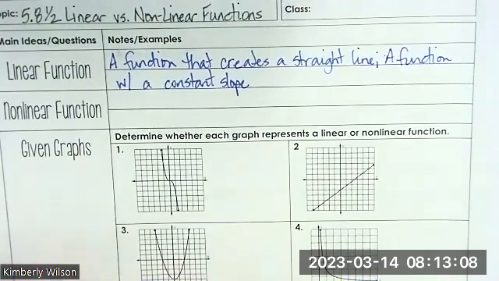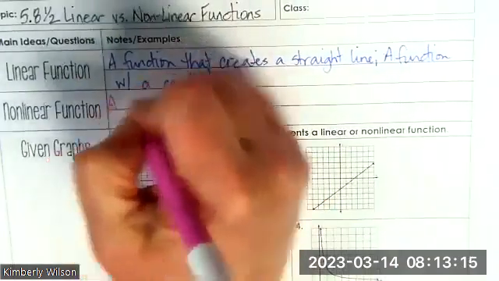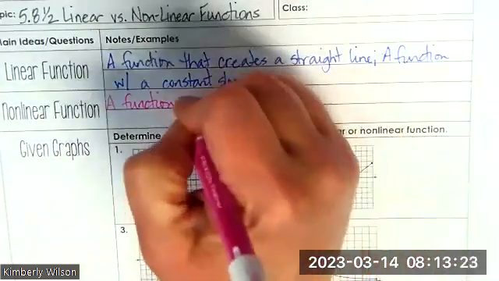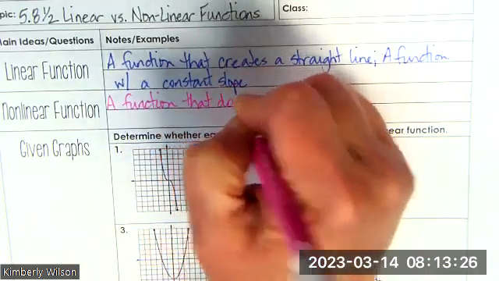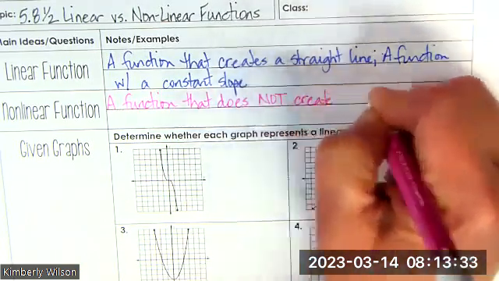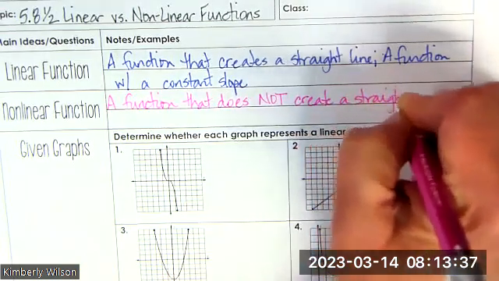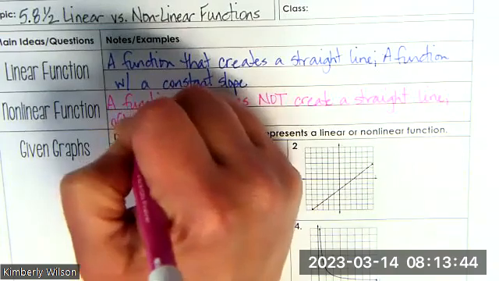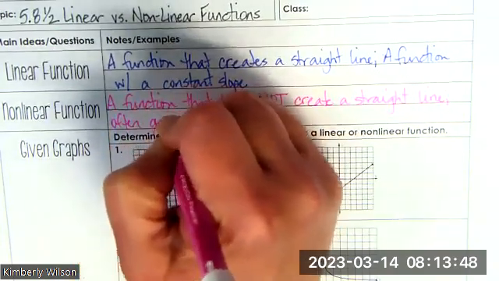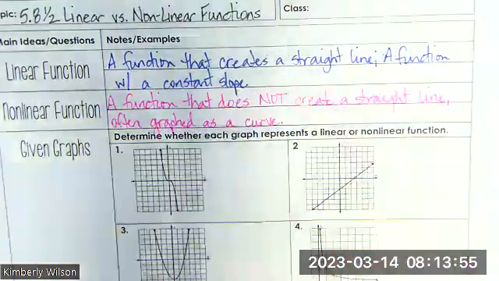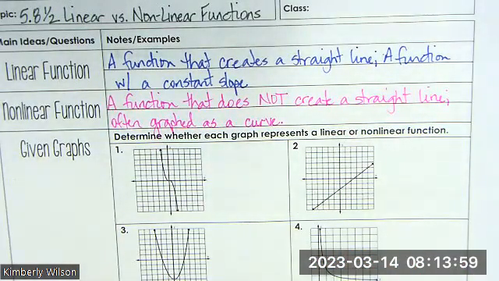And then a nonlinear function, it is a function that does not create a straight line, often graphed as a curve. So that's when looking at it from a graph's perspective.